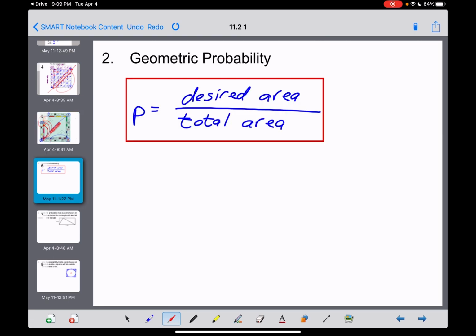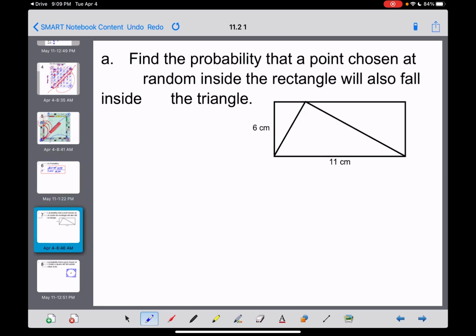There's also this thing that you saw last year in geometry called geometric probability. And it's really the same concept. We just use slightly different words to describe it. With geometric probability, we're usually talking about the concept of area. The desired area, what you're trying to hit, divided by the total area that you could hit. So let's see that in action right here, guys.